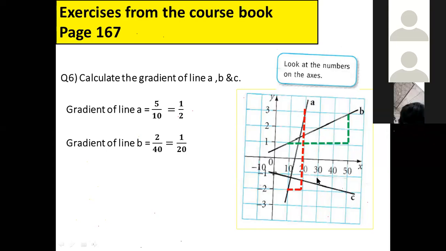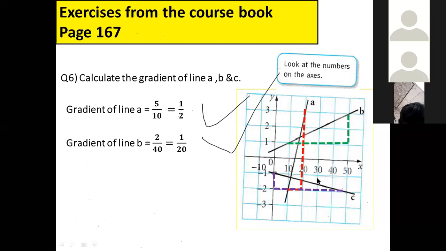Who wants to help with the third line, line C? Is it an increasing line or a decreasing line? Come on, who from the students? Let's see Rama Barakat. Come on, Rama. I chose points 0, -1 and 50, -2. It's 0, -1, darling. Yes, that is right.